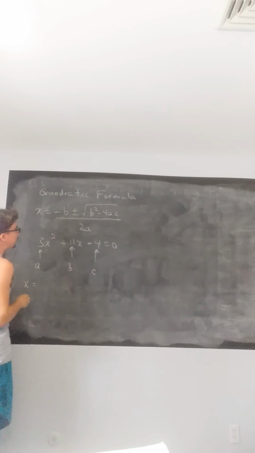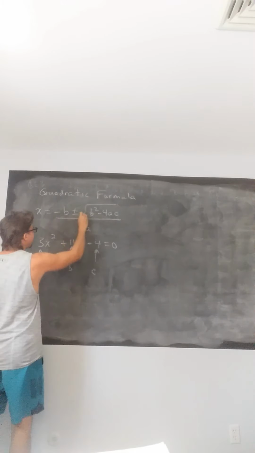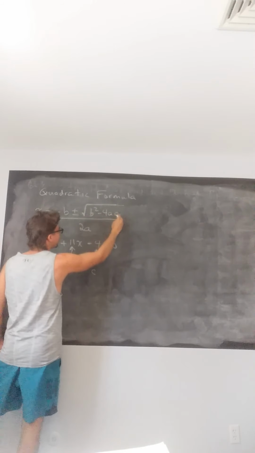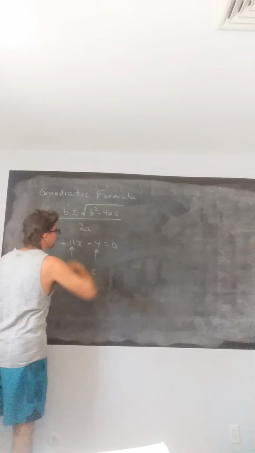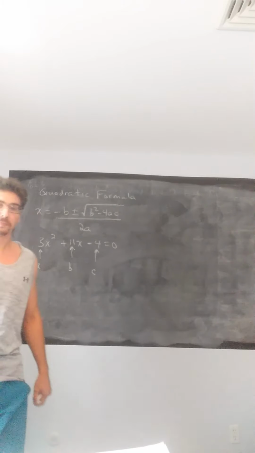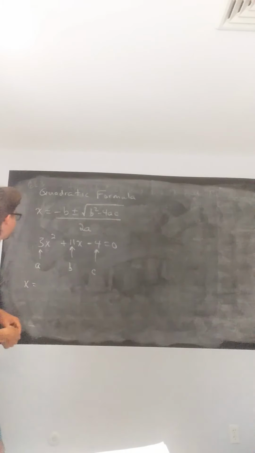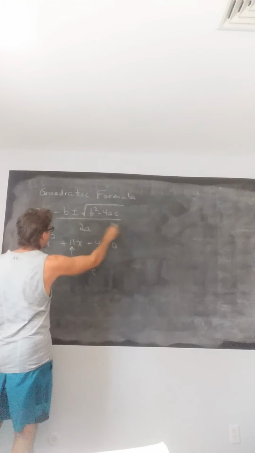Under the square root, b squared minus 4ac, which by the way holds a special property, this b squared minus 4ac. Down the road you'll learn something called the discriminant. And the whole thing is divided by 2a, the whole thing.